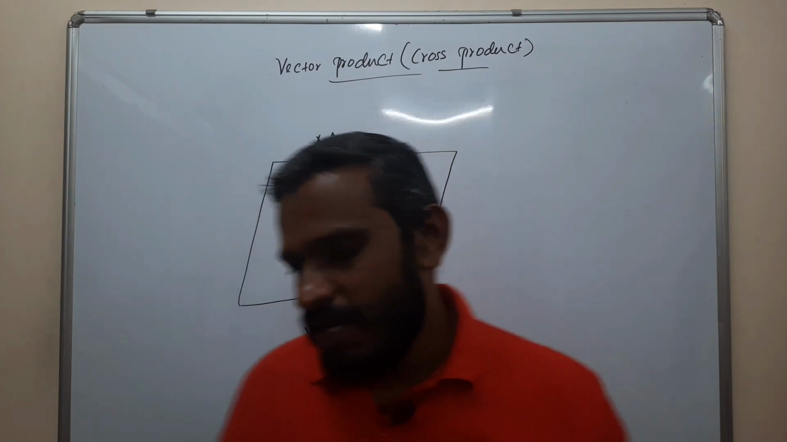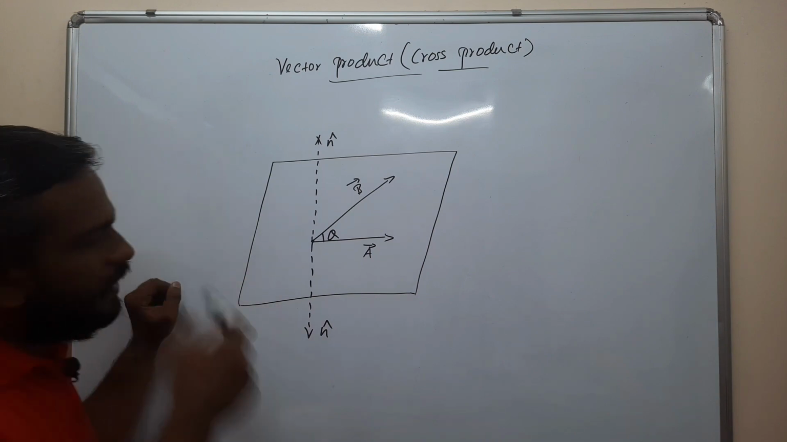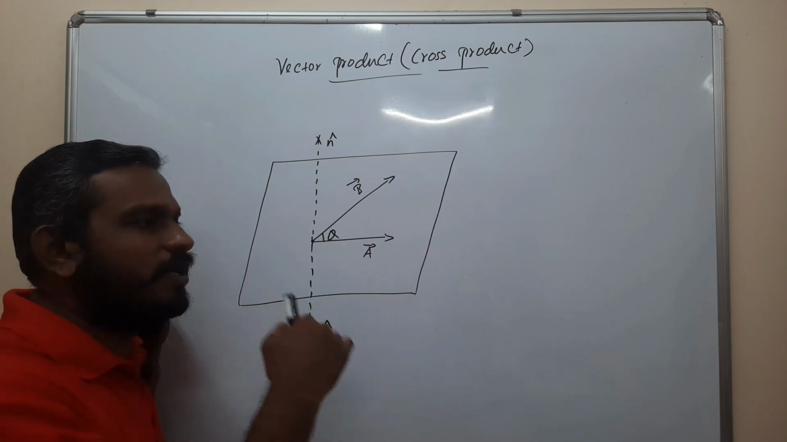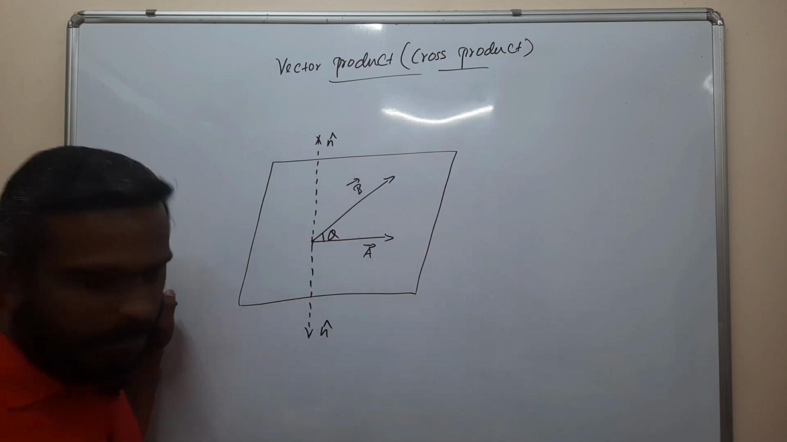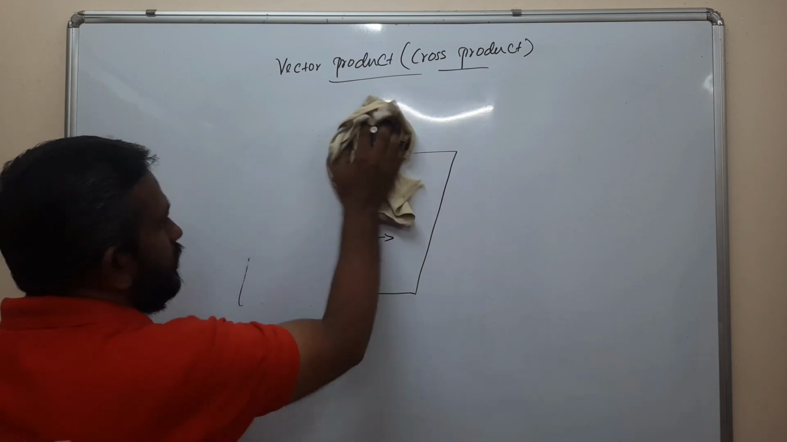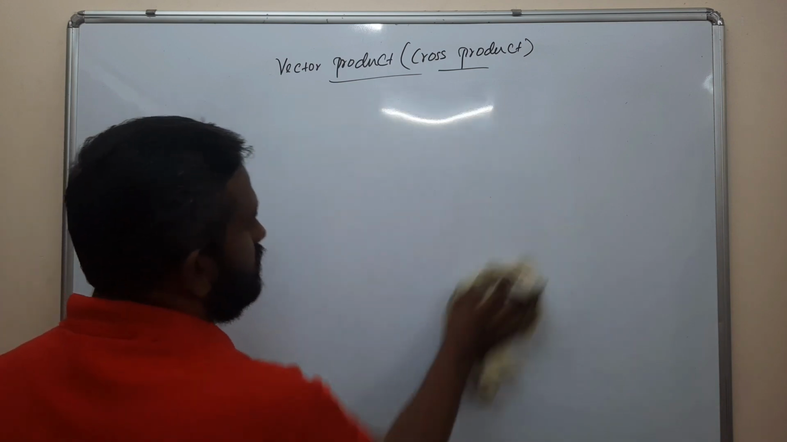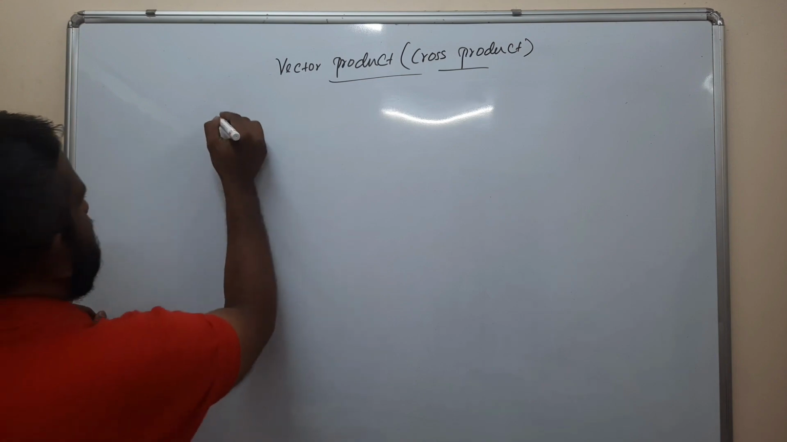So our next question is, how can we find whether the unit vector is perpendicular upwards or downwards to the plane? The direction of this unit vector can be found using two rules. The first one is the right hand thumb rule.